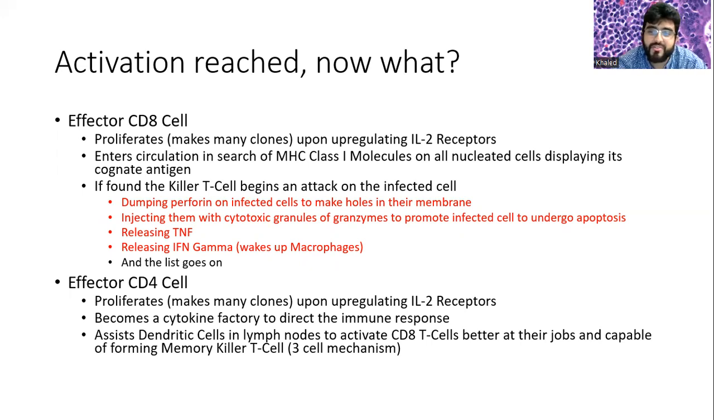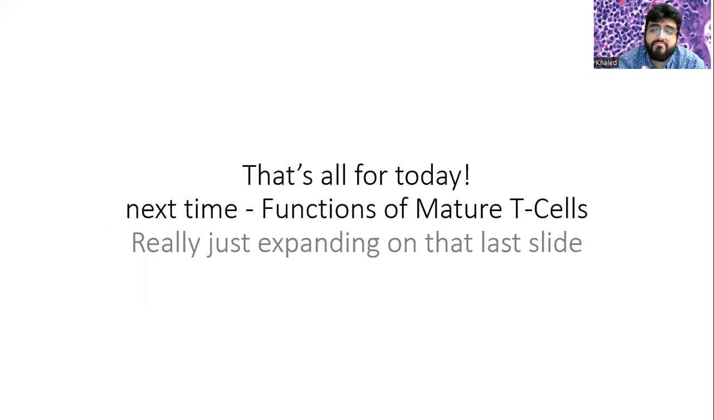But generally, the CD4s are going to be cytokine factories. They're going to direct the immune response, but they can also assist dendritic cells in the lymph nodes for the 3-cell mechanism to make more quality CD8 cells. So that's what that is. And I hope I didn't burn anyone out. But that's pretty much it for activating T cells.